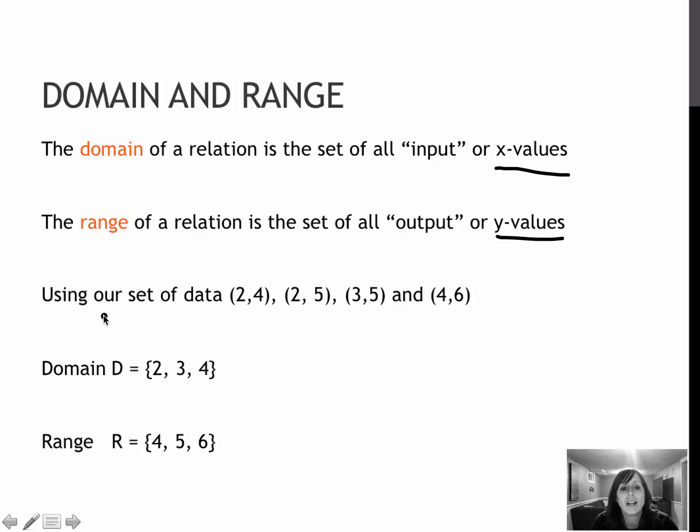So using our data set, my domain would be 2, 2, 3, and 4. But again, I would not write that 2 twice, so I would write the domain as the set of 2, 3, and 4. And my range is all of the y values, which would be 4, 5, 5, and 6. Again, I only write the 5 once.